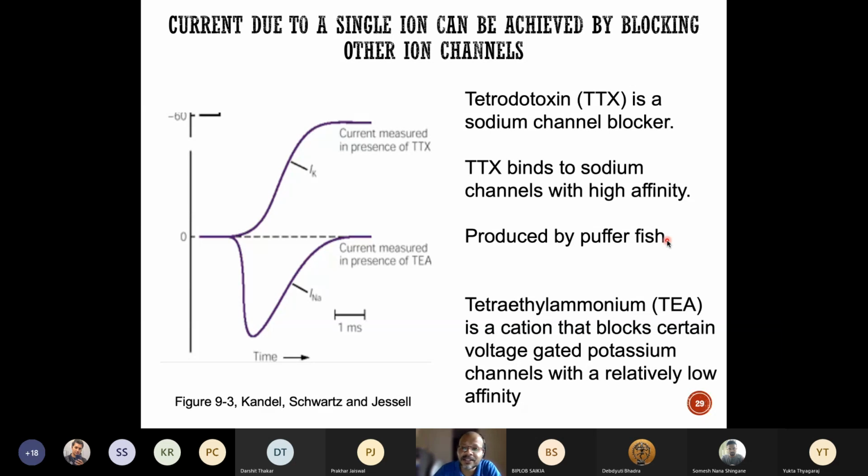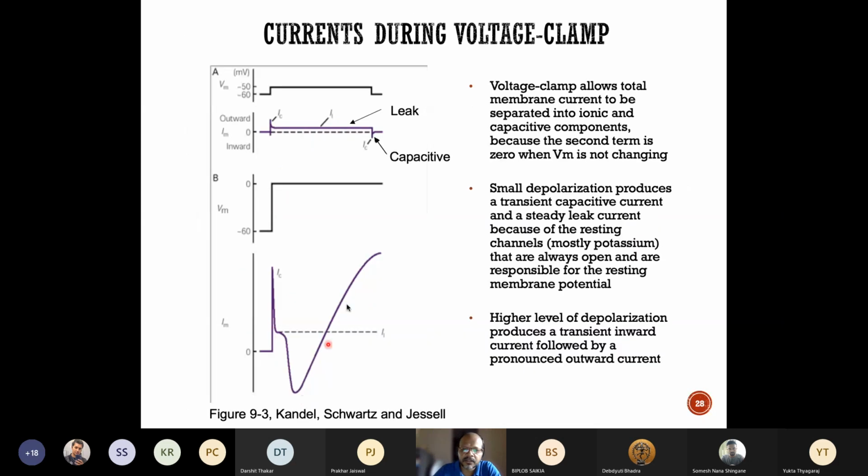So if you can isolate the toxin and put it in the bath, it will remove all the sodium current. And if you repeat the experiment, the curve will change like this. This is the current measured in the presence of tetrodotoxin. This is the potassium current, and this is the sodium current. It increases and then this goes down. And this can be measured in the presence of another chemical which blocks potassium, so that you can measure the sodium current. Okay, and if you add them up, you will end up getting something of this sort.